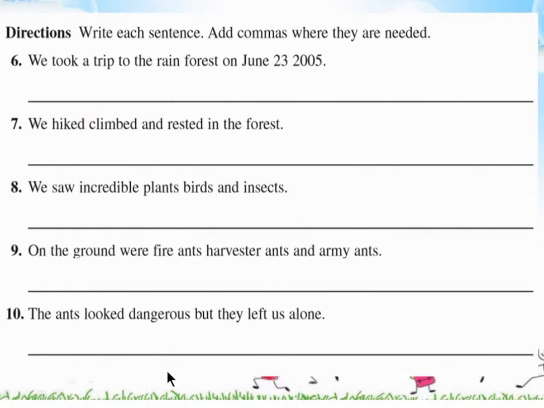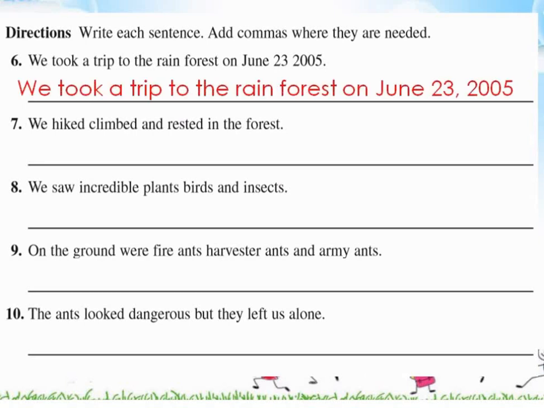Let's continue. Directions. Write each sentence, add commas where they are needed. So we will write the whole sentence on the line and then we will add the commas. Number 6. We took a trip to the rainforest on June 23, 2005. Yeah, so after the day. Number 7. We hiked, climbed, and rested in the forest. So we did a lot of things here.